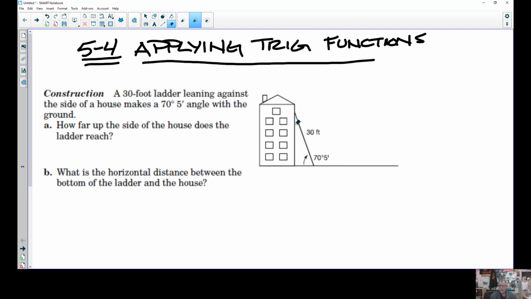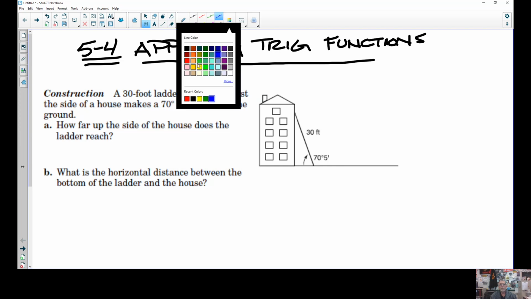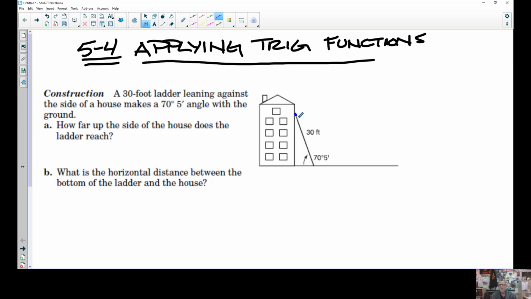A 30-foot ladder leaning against the side of a house. So this is the ladder, so that's what's 30 feet, that side. And what we're looking at is this leaning against the side of the house. So we're forming this triangle, and this is a right triangle, so we can use right triangle trig, all right? And it says it forms a 70-degree 5-minute angle.